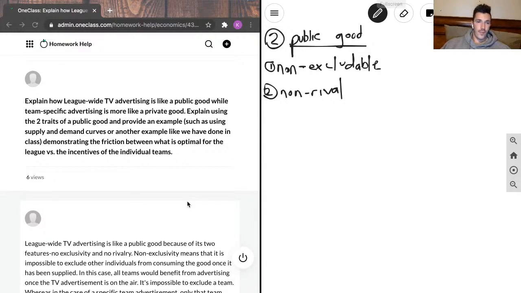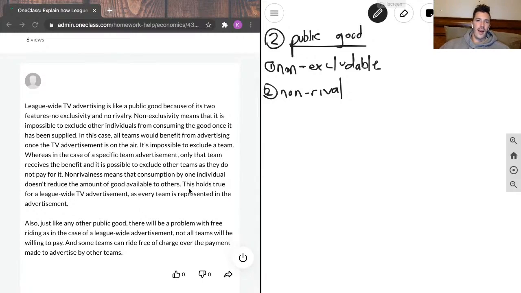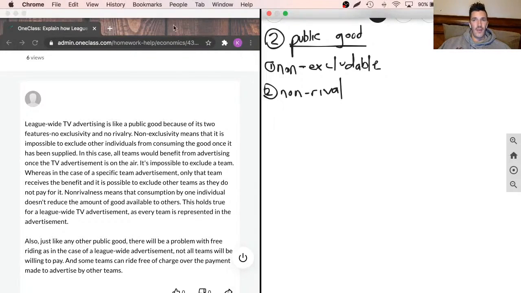They're a private good. So Janine The Tutor has said that league-wide advertising is like a public good because of its 2 features, non-exclusivity and no rivalry. Non-exclusivity means that it is impossible to exclude other individuals from consuming the good once it has been supplied. In this case, all teams would benefit from advertising once the TV advertisement is on the air. It's impossible to exclude a team. Whereas in the case of a specific team advertisement, only that team receives the benefit, and it is possible to exclude other teams as they do not pay for it. Non-rivalness means that consumption by one individual doesn't reduce the amount of good available to others. This holds true for a league-wide advertisement, as every team is represented in the advertisement.